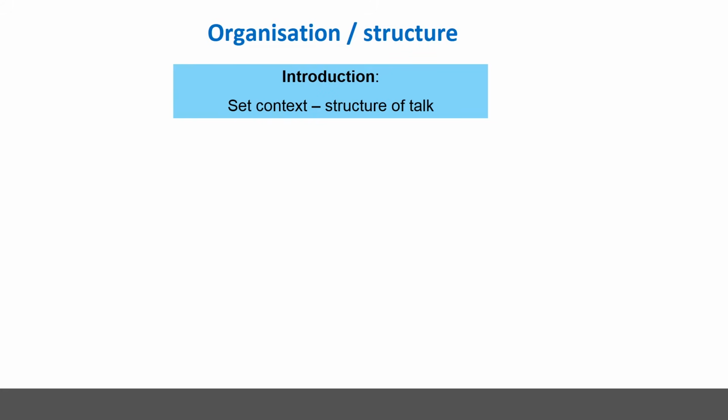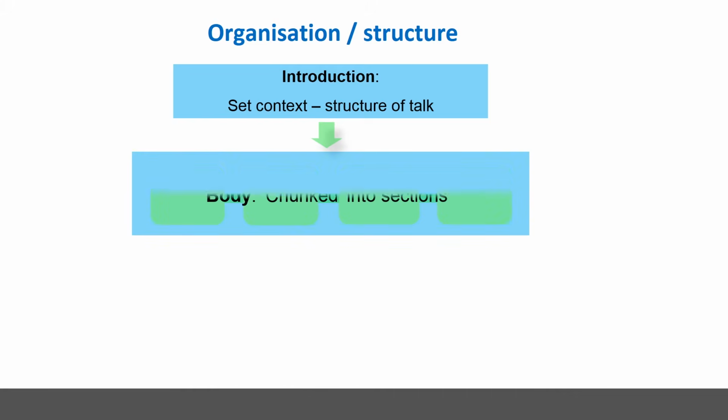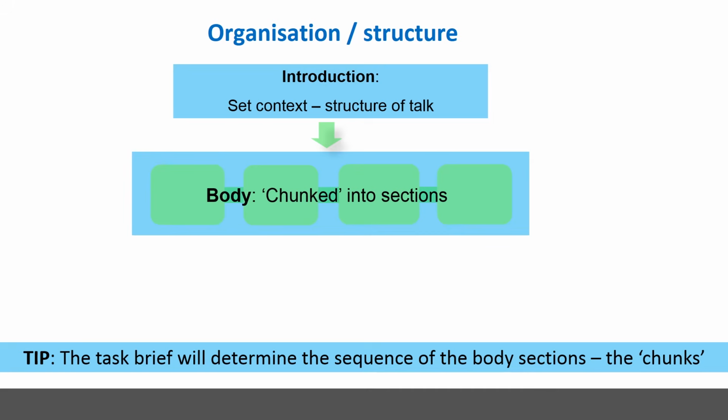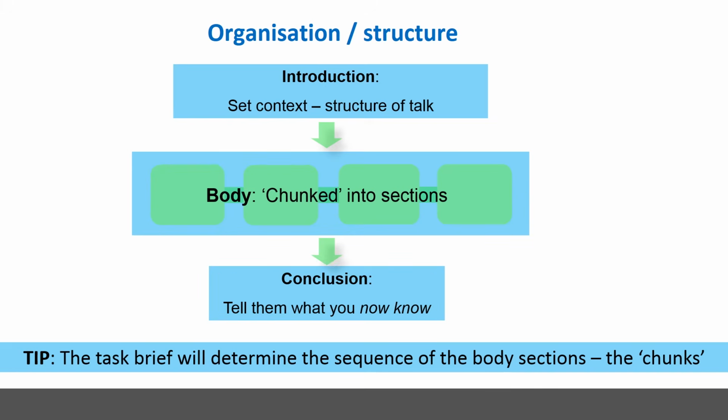In terms of organisation and structure, oral presentations have three parts to them. The first part is the introduction, where you set the context and you give the structure of the talk. The middle part is the body, and the body, importantly, is chunked into sections. Those sections, that sequence of those chunks, will be determined by the task brief. That's why it's important to read it carefully. Next and last is the conclusion, where you tell them what you now know.